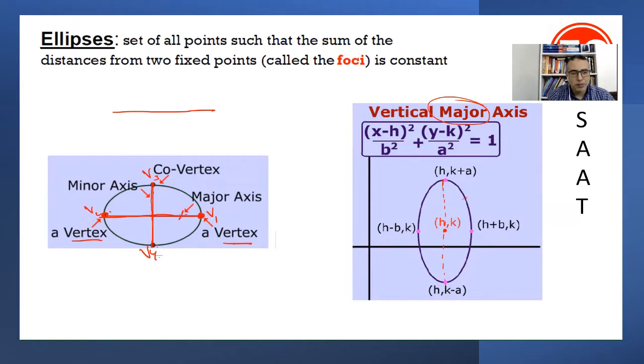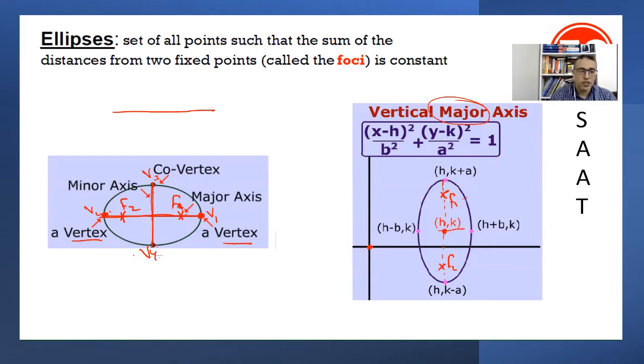And the focus points lie on the major axis. If it's horizontal, F1 and F2 lie on the horizontal axis. But if it's vertical, F1 and F2 lie on the vertical axis. Notice that for the second one, the center here is not 0 and 0. So we call the center here h and k.